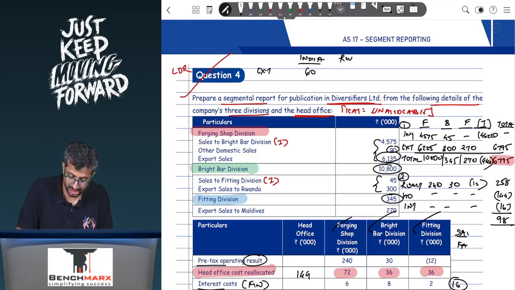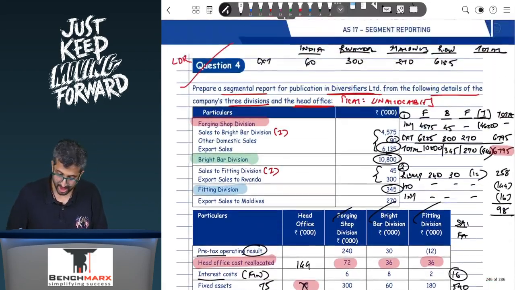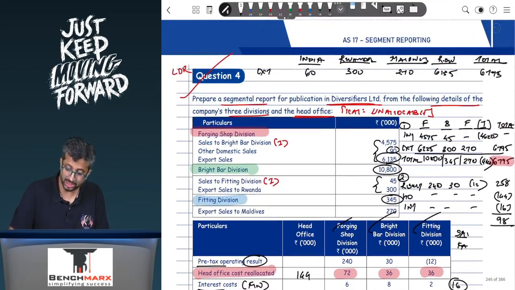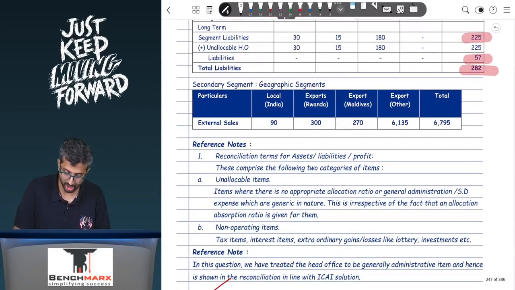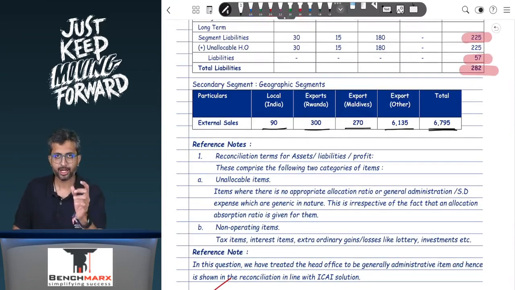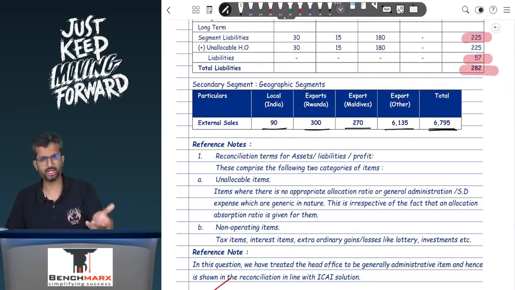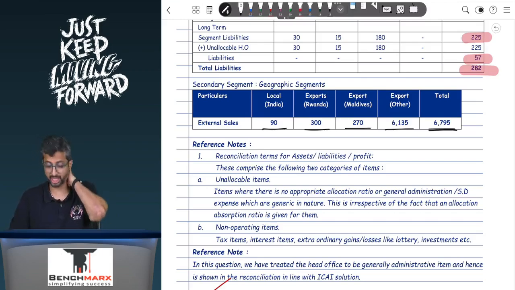Then there is some sales which are happening in Rwanda. Export in Rwanda around 300. Export in Maldives, if I go to see, this is 270, and then rest of the world or others will be 6135. If I now total this, I will ideally get 6795, which is the breakup, as you can see over here, 90, 300, 270, 6135, which is given geography wise. Only for external. If you had data regarding assets or capex, you would have done that as well.